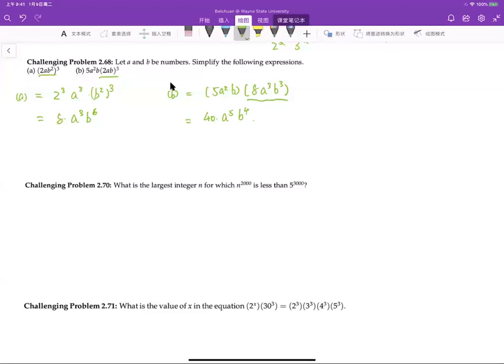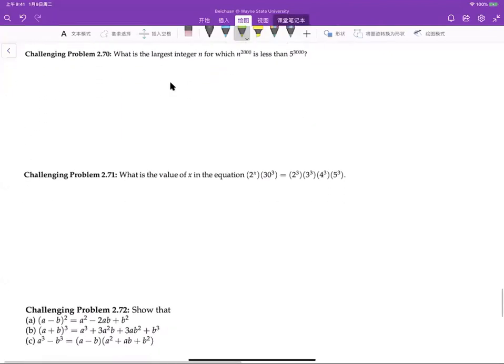The same here, we multiply the two numbers together, so we get 40. Then we multiply the two a terms together, so we have a to the 5th. Then we multiply the two b terms together, then we have b to the 4th. Right.